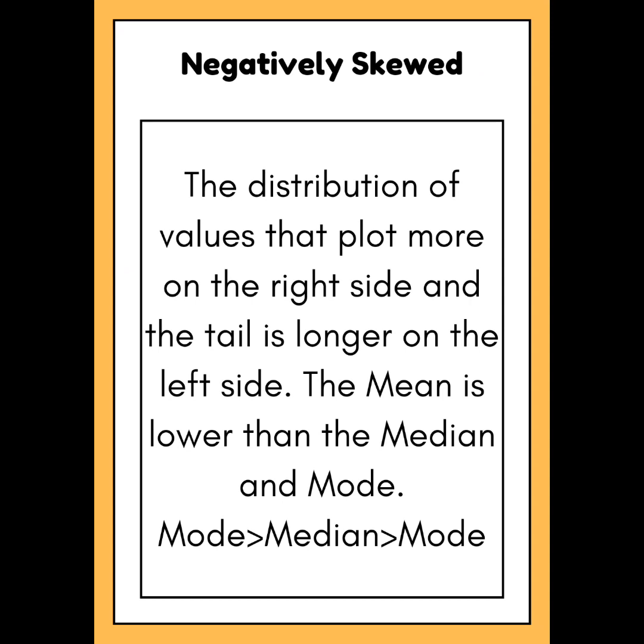On the negatively skewed, it is opposite to the positively skewed. As you can see in the definition, the tail is longer on the left side, and aside from that, the mode is greater than the median, and the median is greater than the mean. Also, don't forget that the longer tail is the outliers.